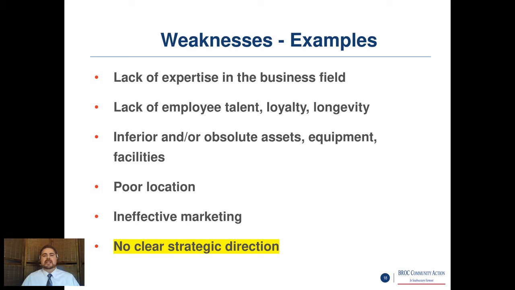Poor location. Sometimes the rent on a property is too expensive in a great location, so we're stuck with a less advantageous location because of the cost of rent. Ineffective marketing. As much as we might believe our marketing is good, the proof is really in the results of sales. No clear strategic direction. Possibly the biggest weakness of all is somebody in business who does not have a clear plan of action. So part of the SWOT analysis is putting together that strategic direction for your business.